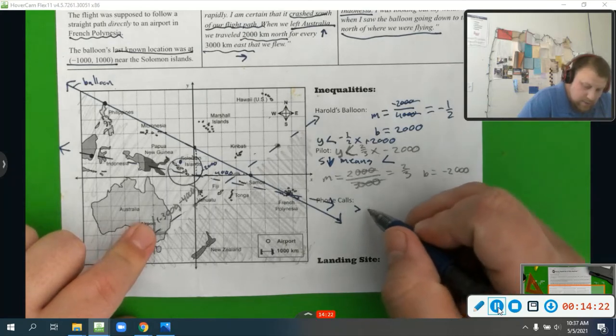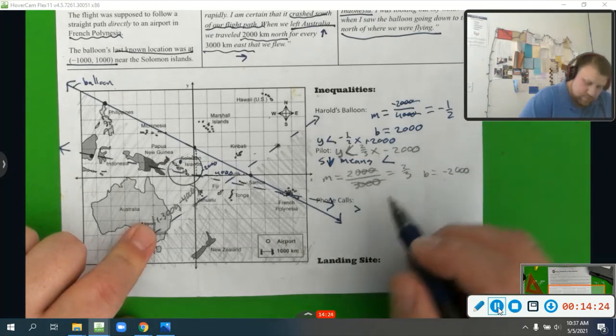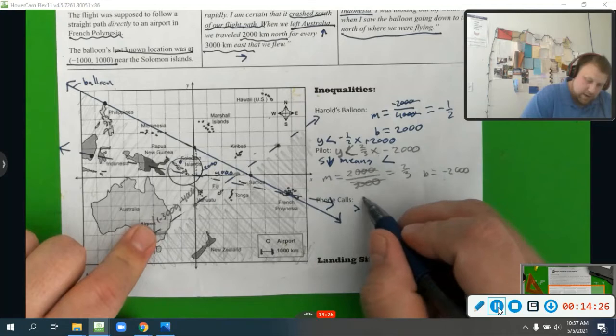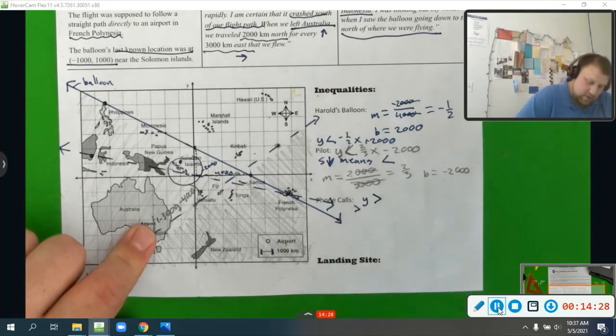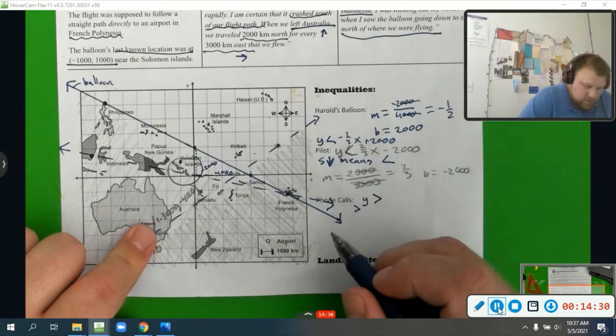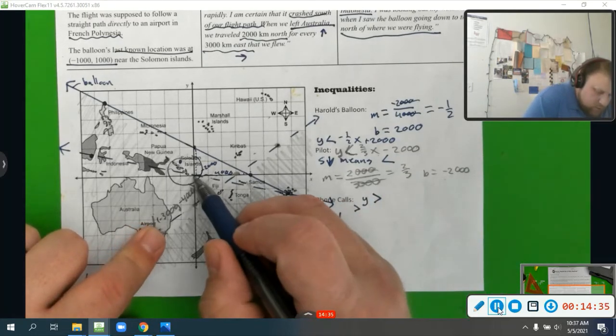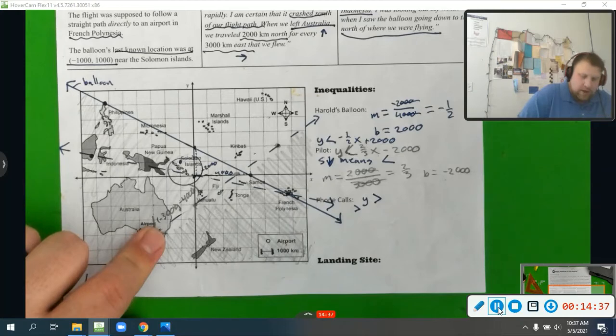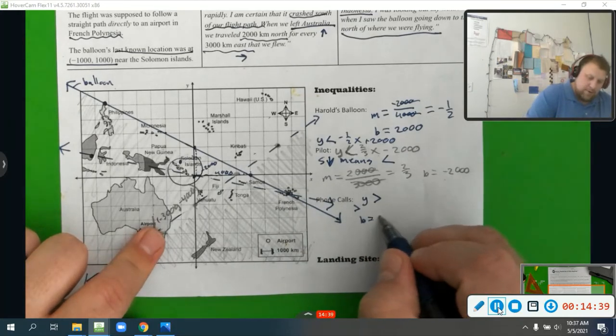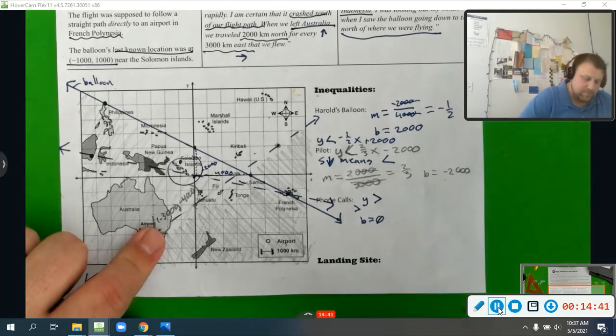We know that it's going to be greater than, right? So we're going to have a y is greater than on this one. And then greater than what? Well, let's see, it goes right through 0, 0. So we're not going to have a y-intercept. Our b equals 0, right? It's right at the origin there.